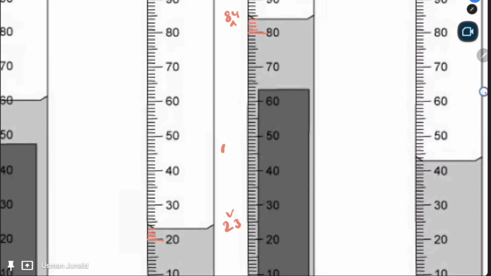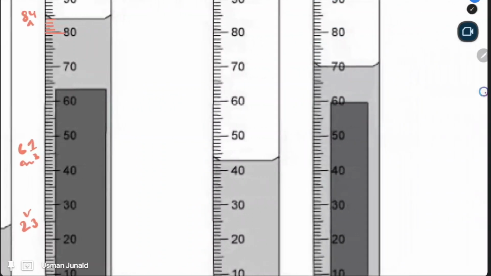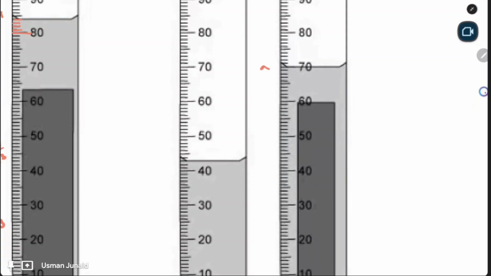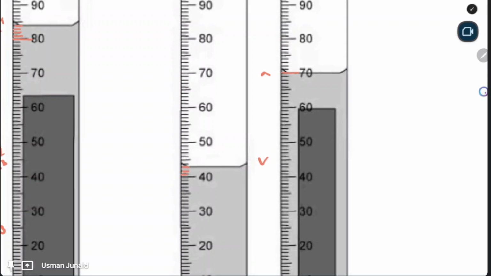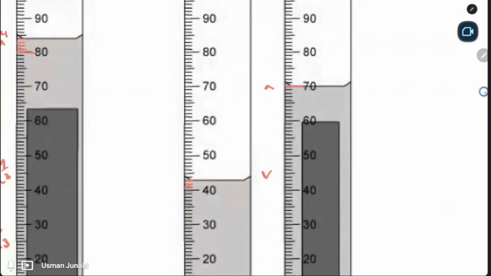61. Yeah, 61. And here, how much is the difference? 43 and 70. Yep, so it'll be 27.